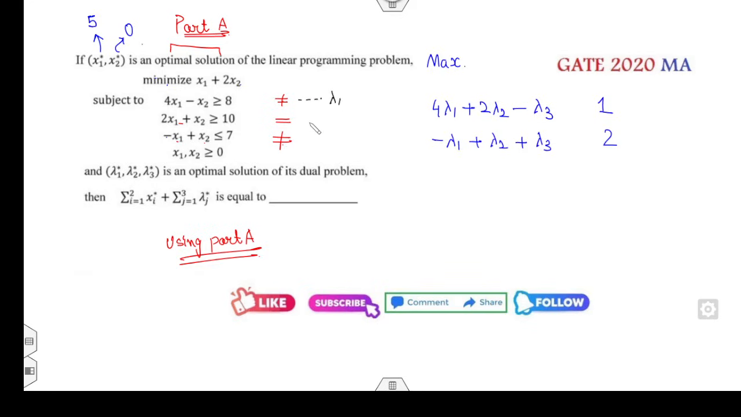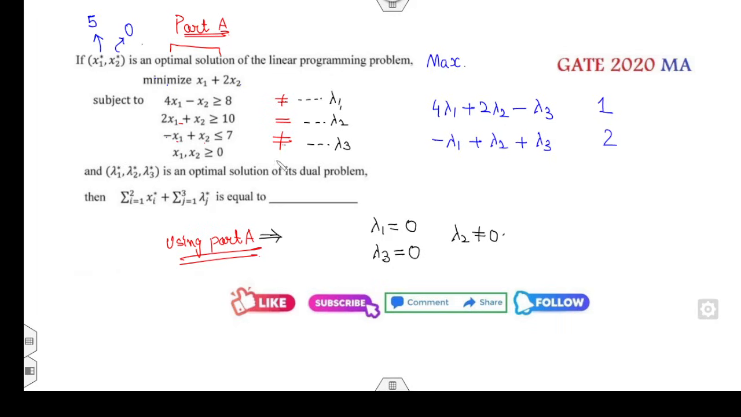Now by using part A of my video, these two constraints are satisfied equality. Earlier I used lambda 1 with the first one. This is lambda 2, lambda 3. Now because first and third are not satisfied equality, by using the shortcut trick as I explained in part A, lambda 1 must be 0, lambda 3 must be 0, and the second is satisfied as equality. That means lambda 2 is non-zero.